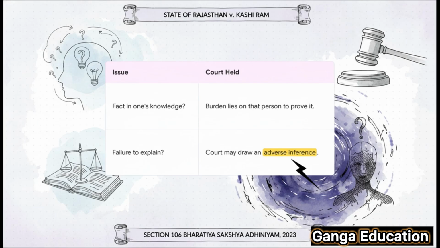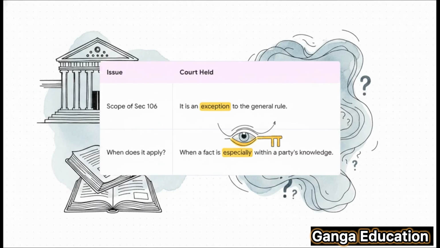And if they fail to explain it, the court can then draw what's called an adverse inference against them, basically assuming the worst. Next, let's look at Shambhu Nath Mehra versus the State of Ajmer. This case is key because it clarified that Section 106 isn't the general rule, it's an exception. It only applies when a fact is especially within the knowledge of one particular party. This distinction is really important to remember.